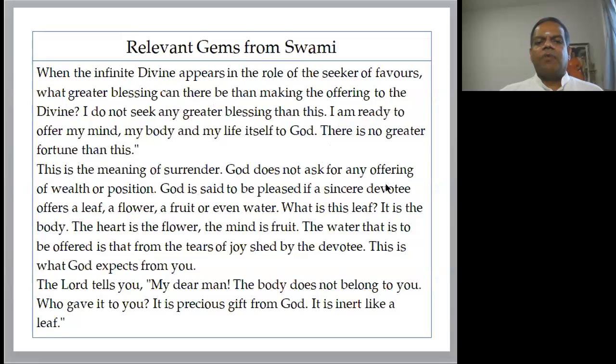God does not ask for any offering of wealth or possession. God is said to be pleased if a sincere devotee offers a leaf, a flower, a fruit, or even water. What is the leaf? It is the body. The heart is the flower. The mind is the fruit. The water that is to be offered is that from the tears of joy shed by the devotee. This is what God expects from you.